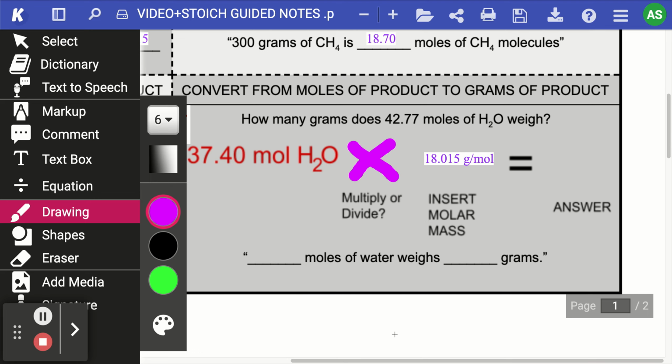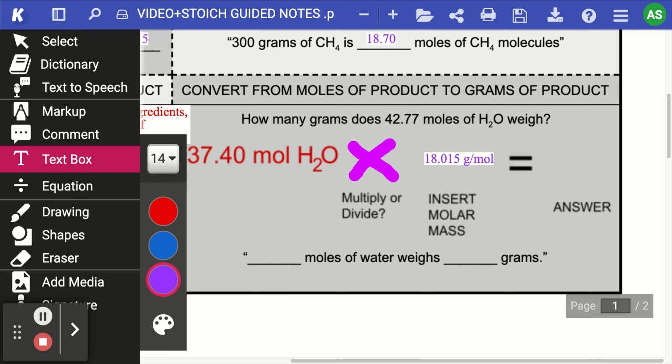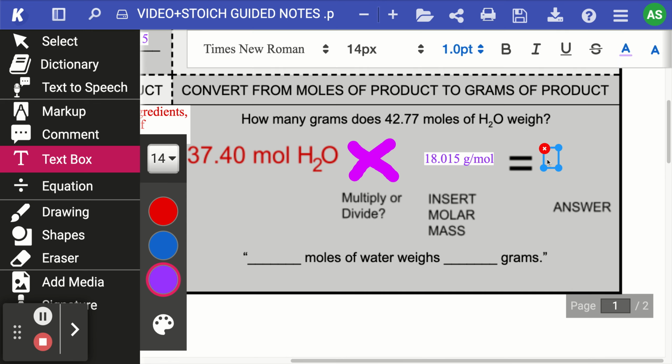If I have 37.4 groups and it's 18 grams for 1 group, I'm going to have 37 times more than that. So I'm just going to get out my calculator now. 37.4 times 18.015 equals 673.76 grams of water.